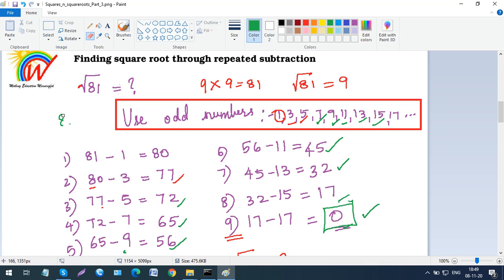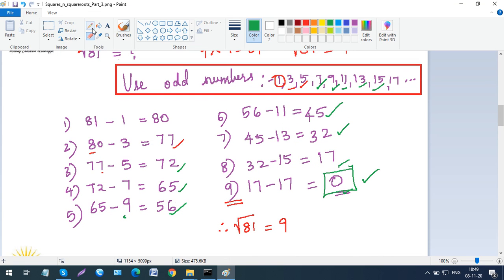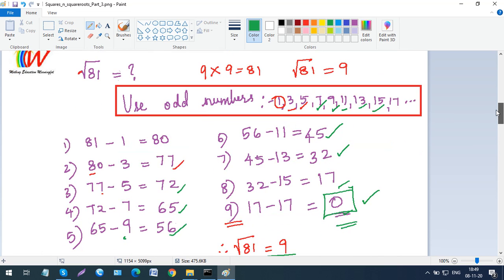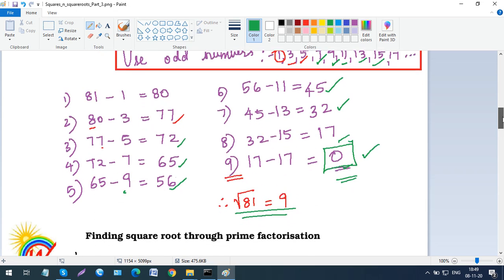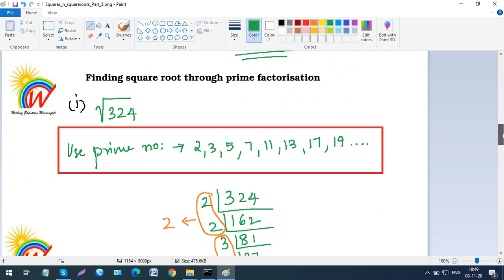All right. So now in 81, how do you find the square root of this number? You see how many steps you have taken to reach 0. You have taken 9 steps. So the square root of 81 is 9. Understood? This is how you find the square root of a given number by repeated subtraction. Now here they are asking you to find the square root through prime factorization.